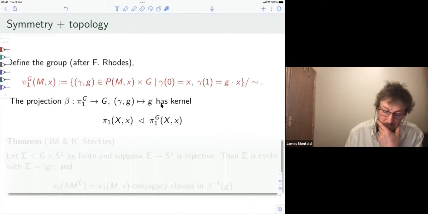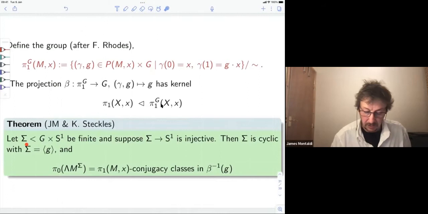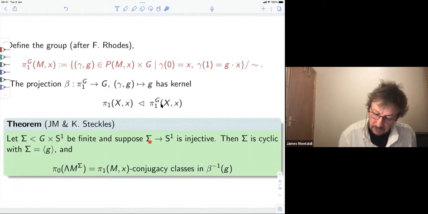But the little theorem we proved was that if sigma is a given finite subgroup of G cross S1, and the map from sigma down to S1 is injective, then sigma is cyclic, generated by some element g in G cross S1. That should say g is in G cross S1. So it's G together with some S1 element.